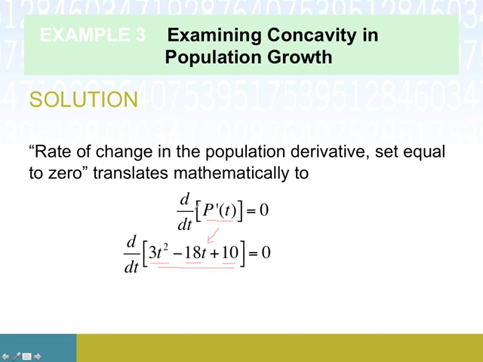But we still want the rate of change in that. We're looking for the critical points of p prime, basically, because we want to know where it's decreasing at its fastest rate. So we're going to take the derivative of this one more time. Power rule once again: 6t minus 18, and we're looking for that equal to 0. That's actually not so bad. t equals 3. Add 18 over, divide by 6.